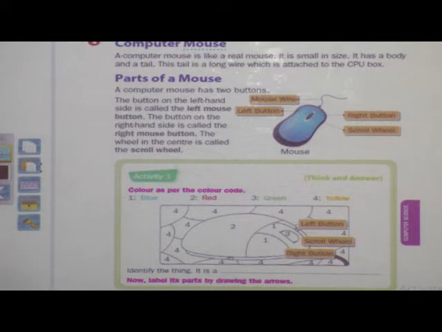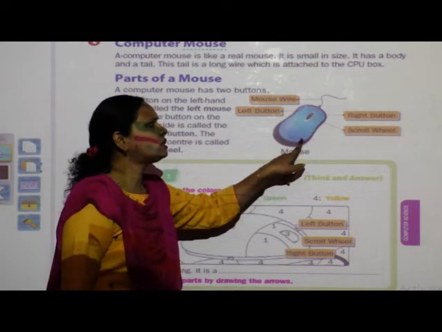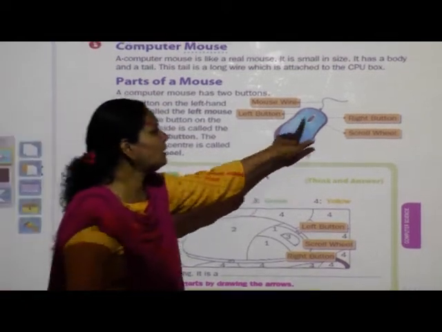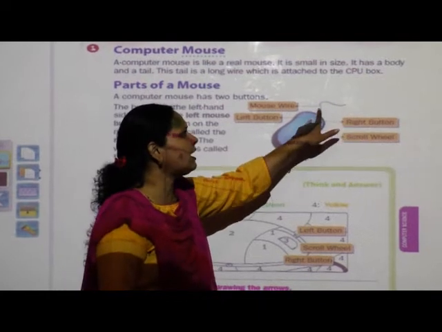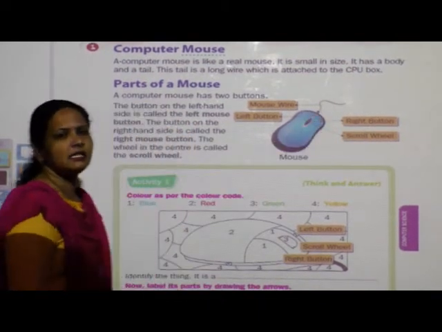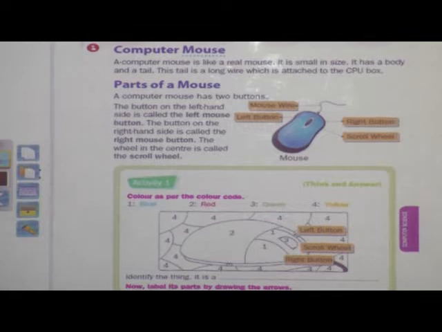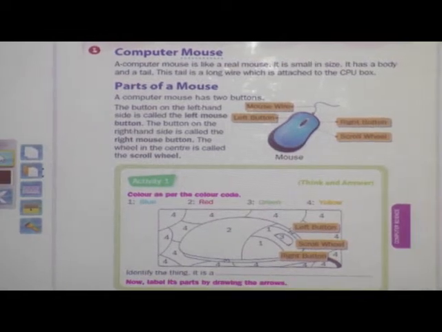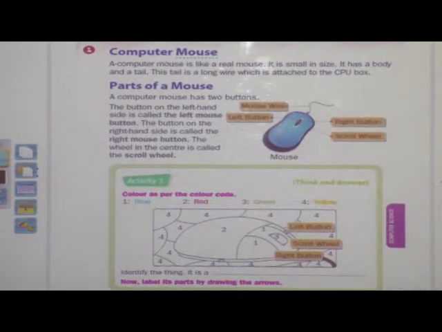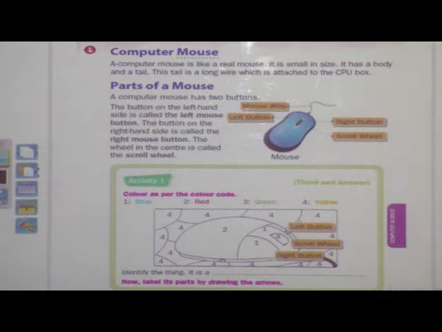So you can see the size is small and it has the body and it has a tail like a wire, and this wire is connected to the CPU to give the proper instruction. Whatever we do, it gives the proper instruction to the CPU. So the wire is connected to the CPU.